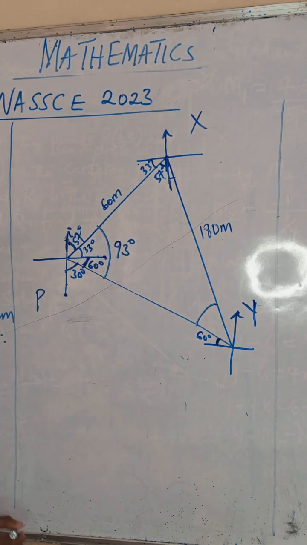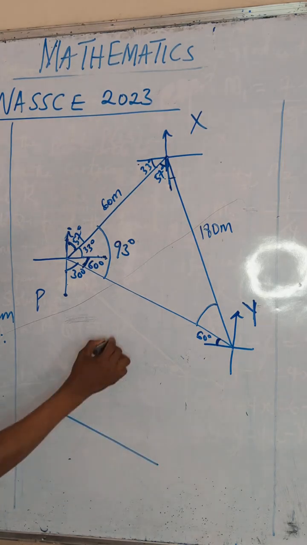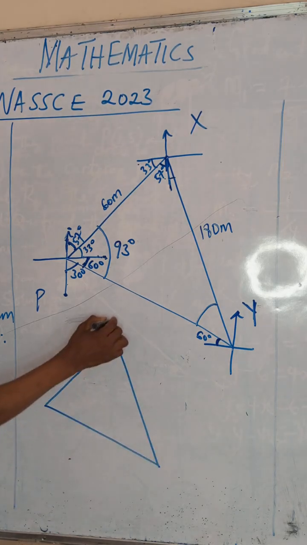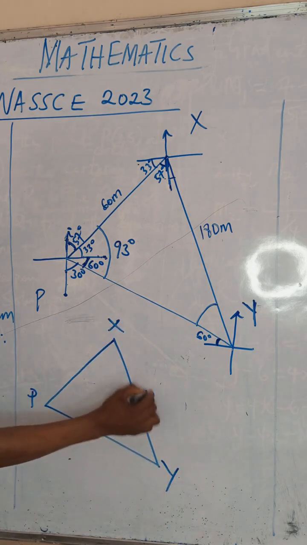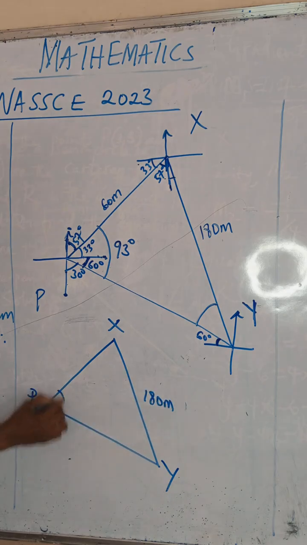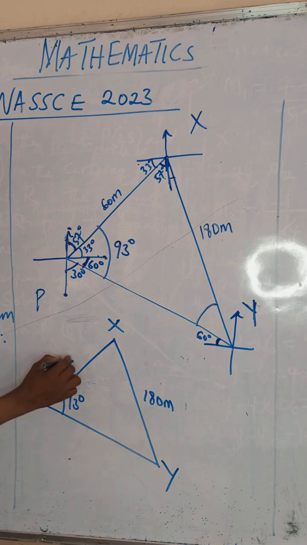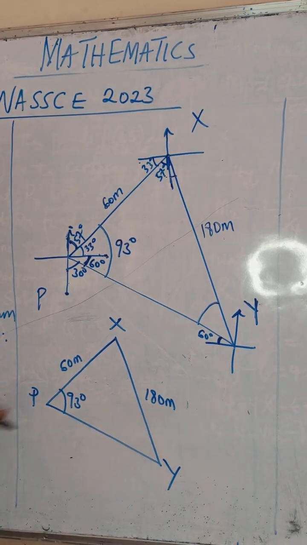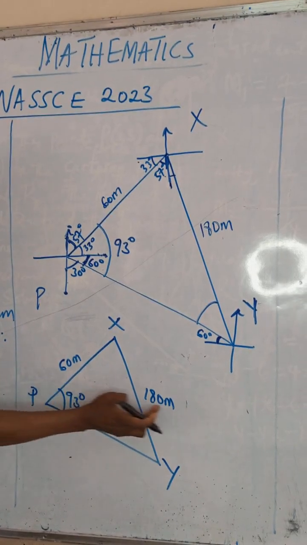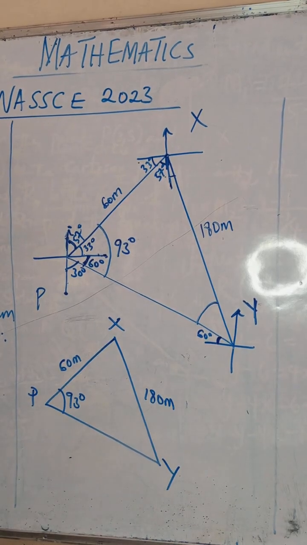So let me draw out that diagram, because this one is too complex. This is X, this is P, this is Y. This is 180 meters. This angle is 93 degrees. Then this is 60 meters. Under sine and cosine rule, when you have an angle and the side facing that angle, then you are going to use the sine rule.